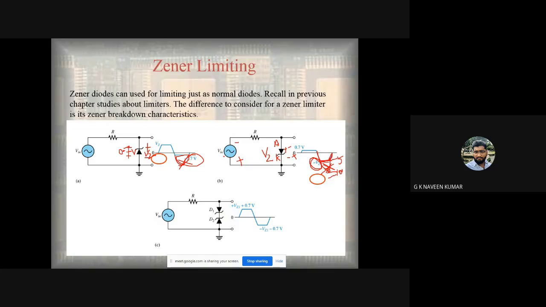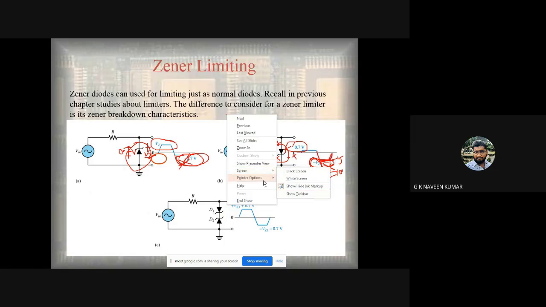This is the waveform. Just opposite: here plus Vz, here minus Vz, and here minus 0.7, here it is plus 0.7, because the diode is in this position here and in this position. This is how you will do that.